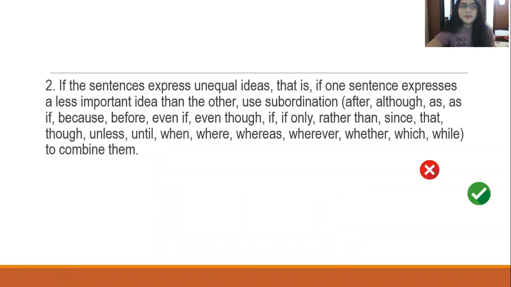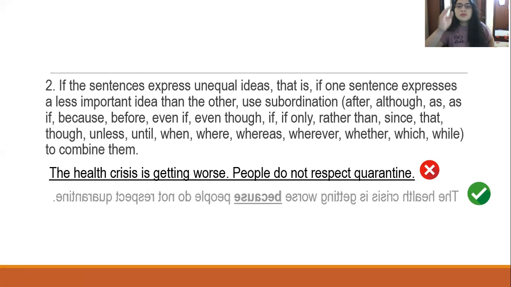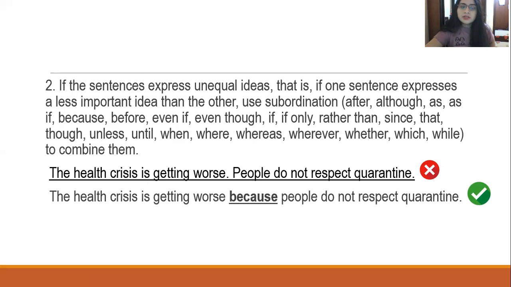The second case is about when the sentences express unequal ideas, that is, one sentence expresses a less important idea than the other. Use subordination, like the words we have here, to combine them. For example, "The health crisis is getting worse. People don't respect quarantine." That's wrong, because the correct form is, "The health crisis is getting worse because people don't respect quarantine." This word gives a reason.